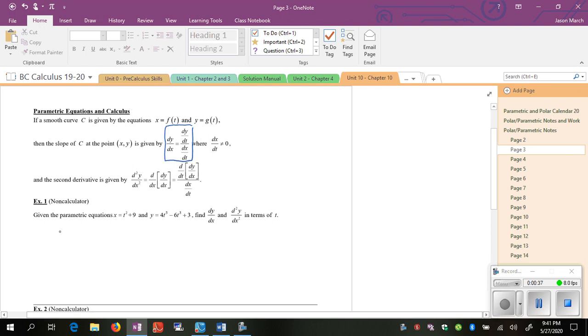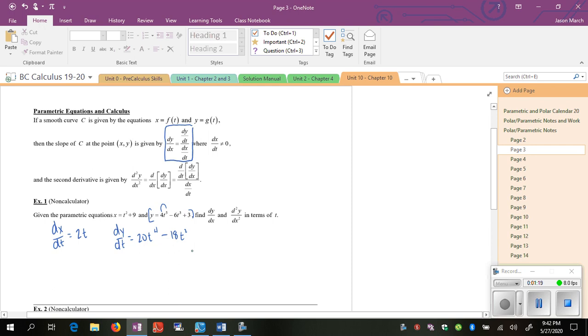So x prime or dx dt is going to be 2t plus 0, right? Derivative of a constant is that. And again, it's just kind of like implicit differentiation. So when I take the derivative of this with respect to t, we get dy dt on the left side. And when I take the derivative of the right side, we just do the power rule here, and we get 20t to the fourth minus 18t to the second, again plus 0.